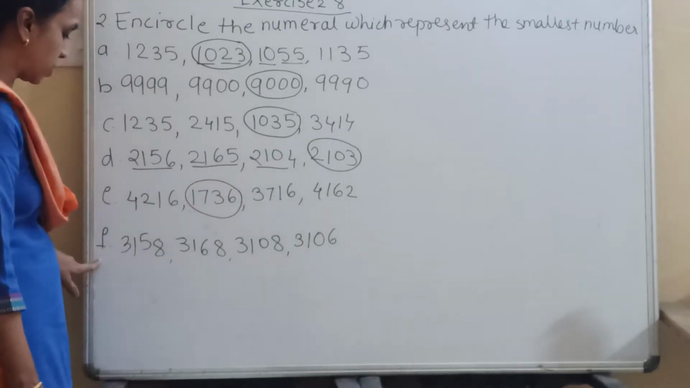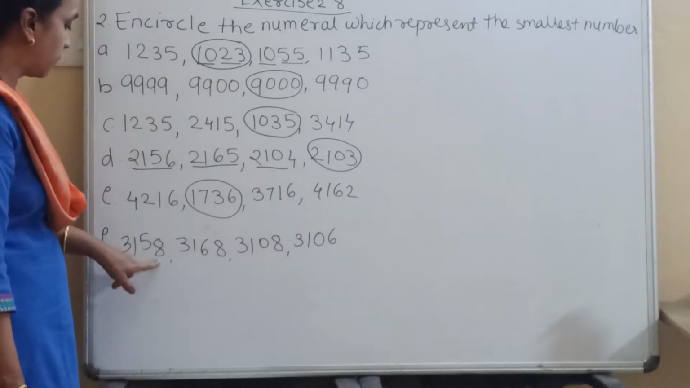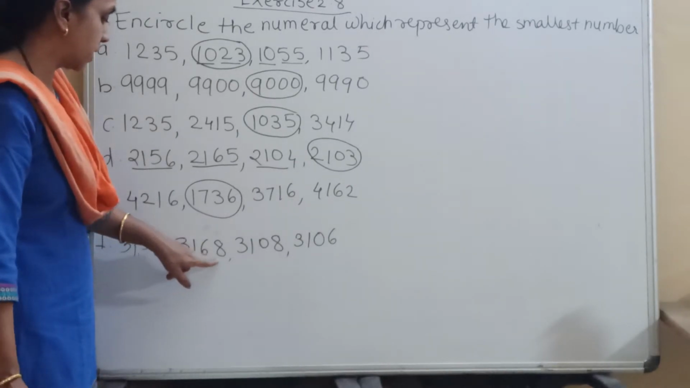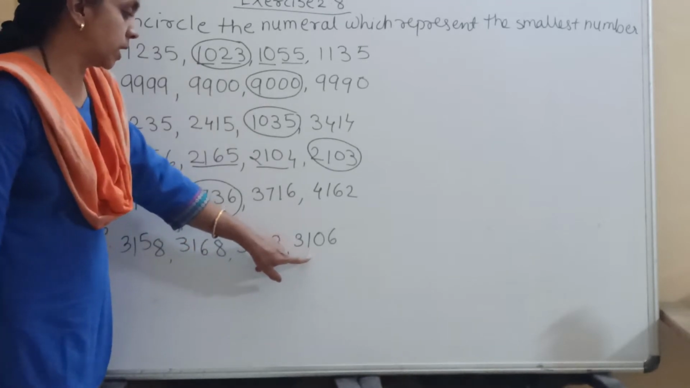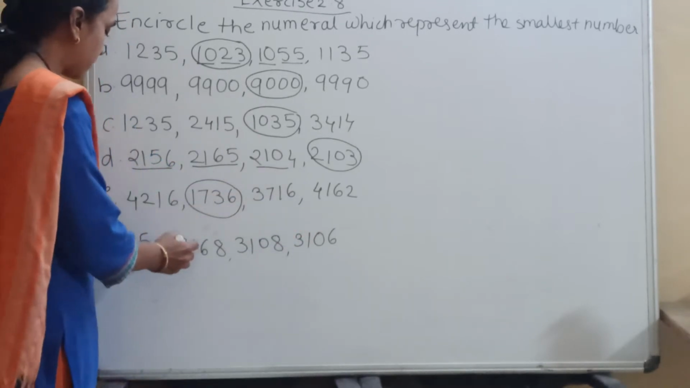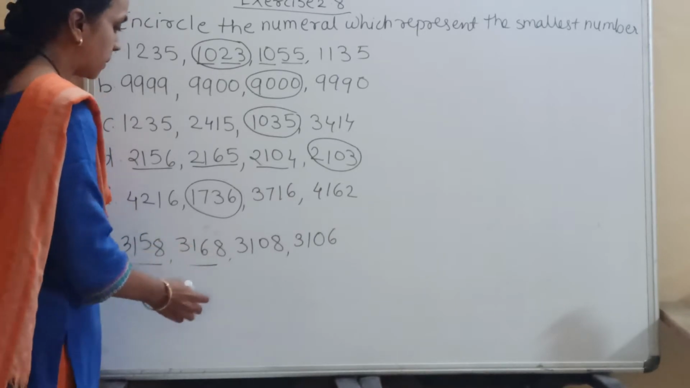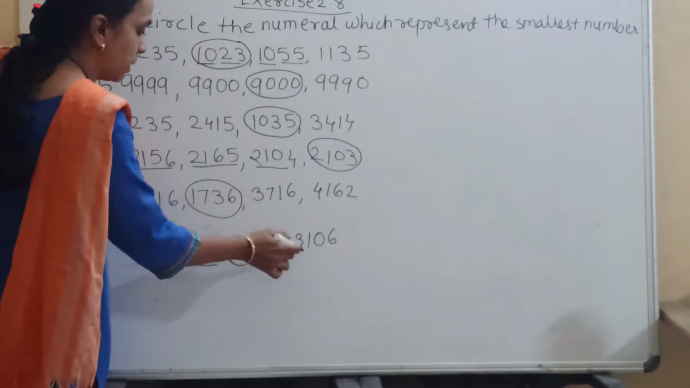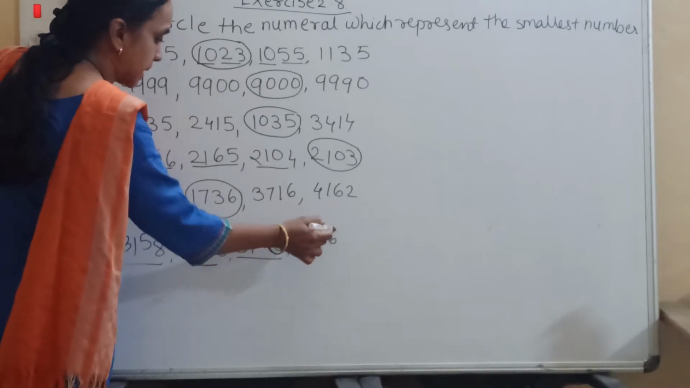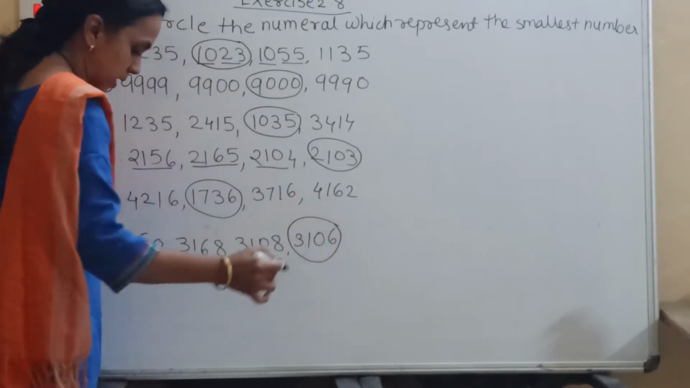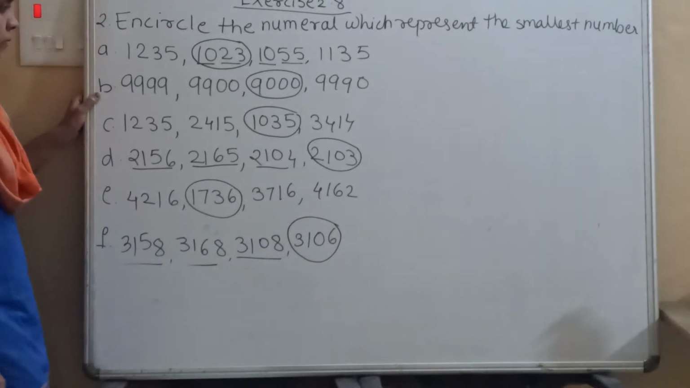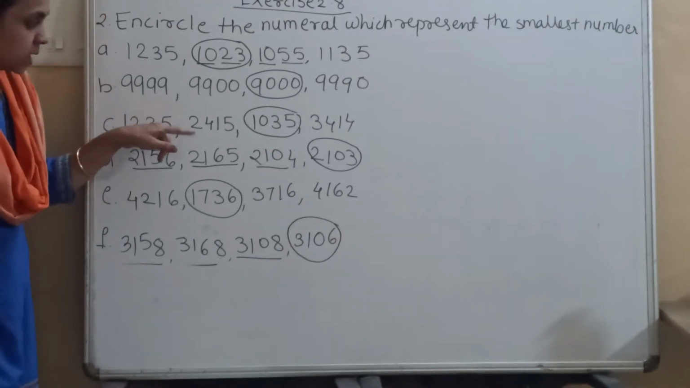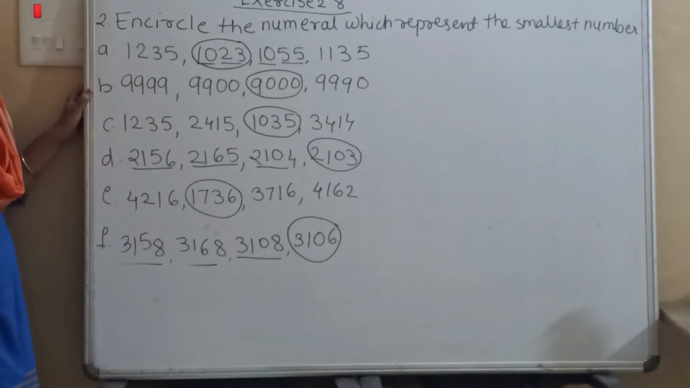Now see F question. 3158, 3168, 3108, 3106. These 2 numbers are bigger numbers. These numbers are also bigger. 3106, this number is the smallest number. So that number we have to circle. So carefully circle those numbers.